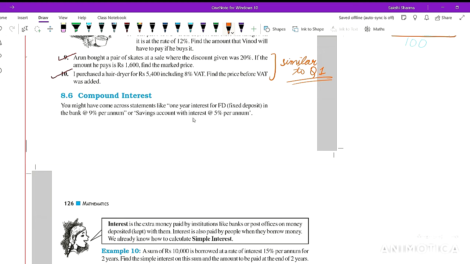If you take a look at question number 9th, Arun bought a pair of skates at a sale where the discount given was 20%. Discount reduces the price. So the skates had some marked price. On that marked price, 20% discount was given. So the price reduced. If the amount paid by Arun, and Arun pays only 1,600 for those pair of skates, you have to find out what was the marked price. What was the original price? Again, the original value is missing.